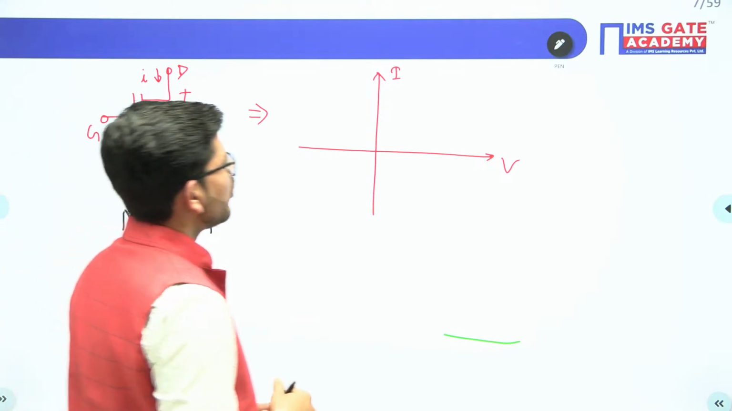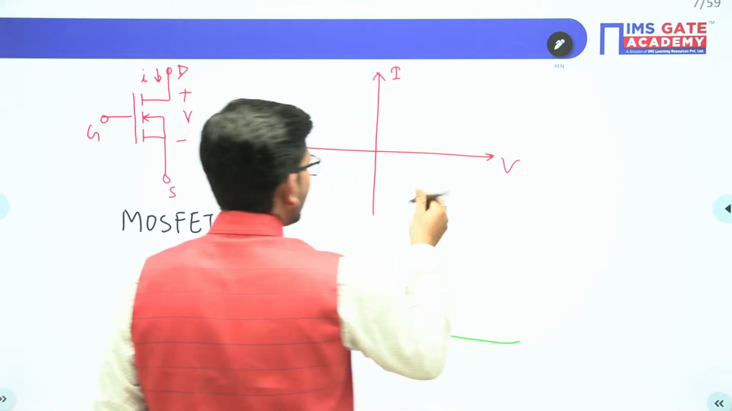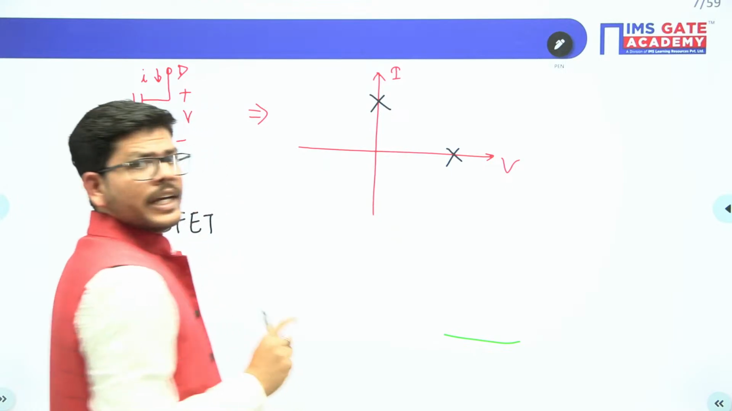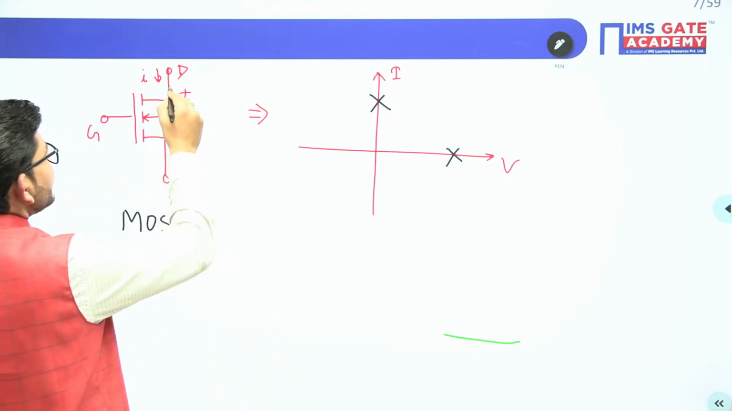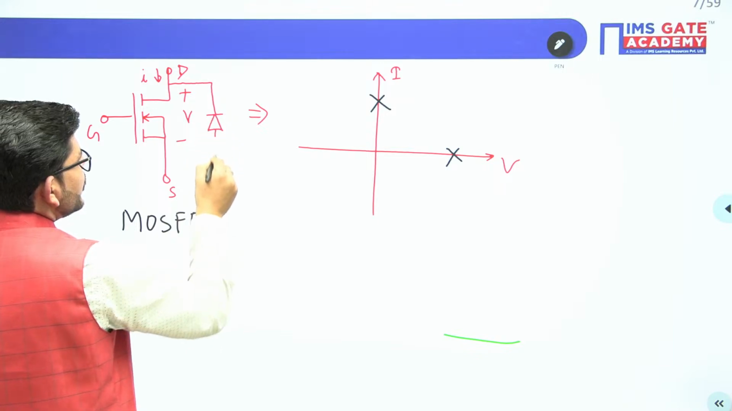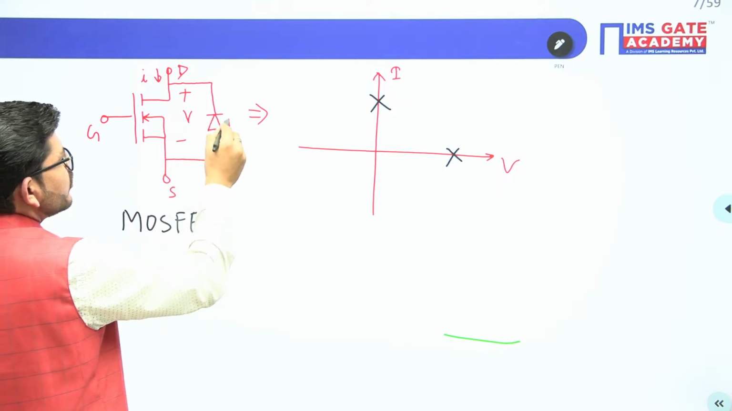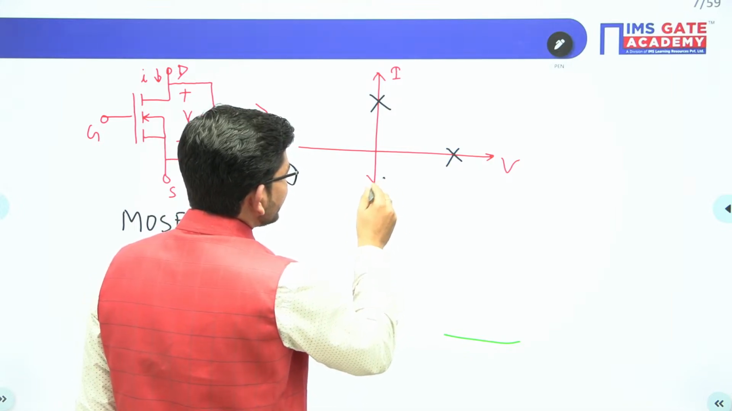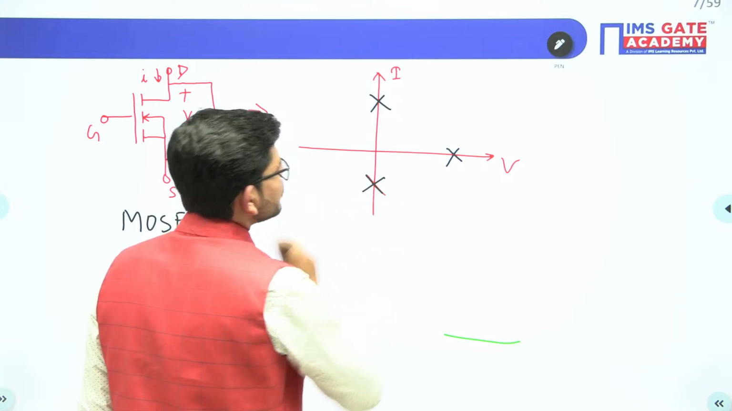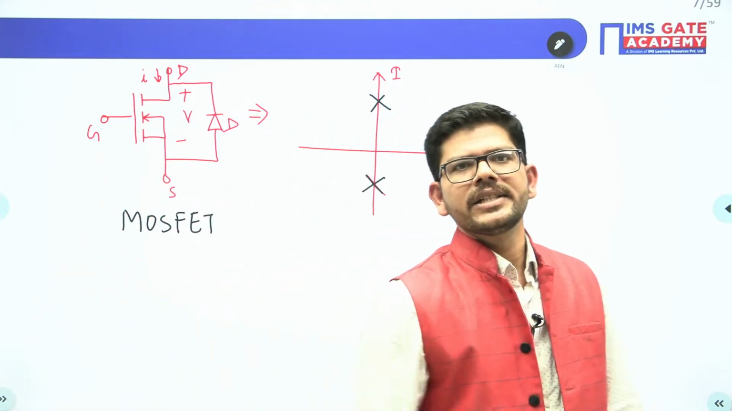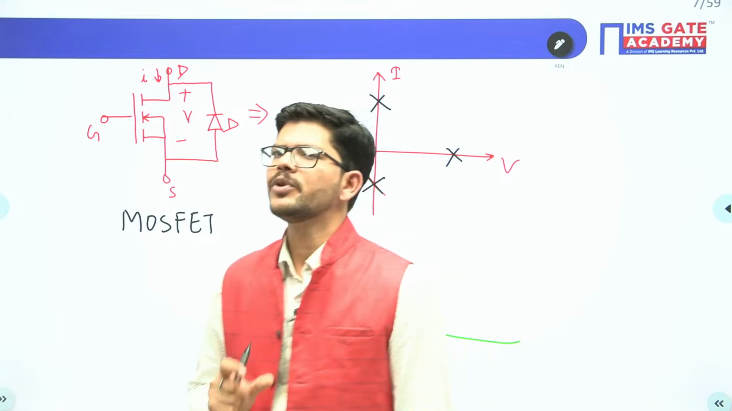When it comes to MOSFET, ideally the characteristics should be like BJT and IGBT, but due to the internal body diode present here, guys, this will be able to carry current in the negative direction as well. So a MOSFET is a unipolar bidirectional switch.